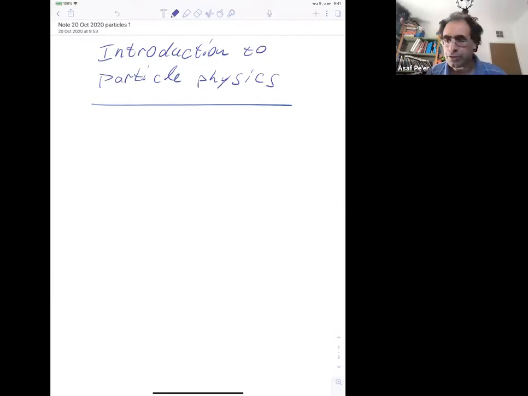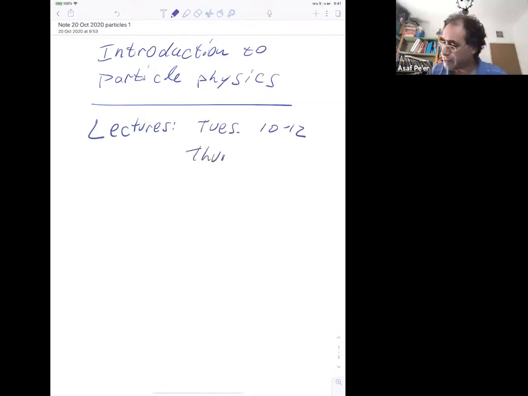There will be lectures. Lectures are held on Tuesdays, 10 to 12. And then we have another meeting on Thursdays, 2 to 4, but one hour is considered to be a tutorial. So 14 to 15 is a lecture, and 15 to 16 is a tutorial.